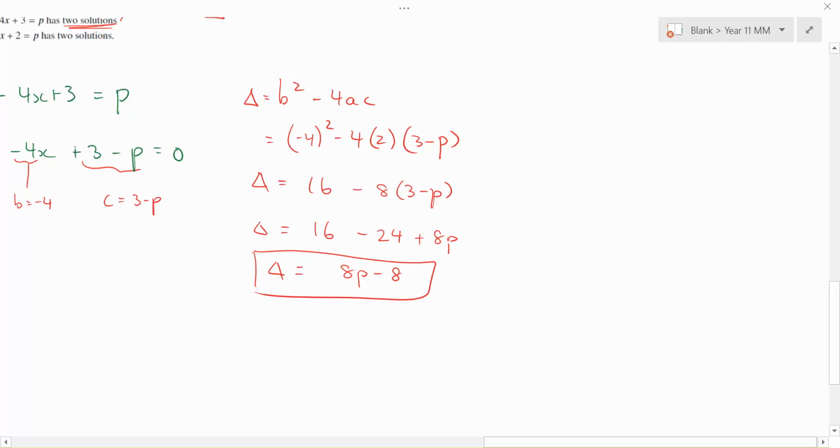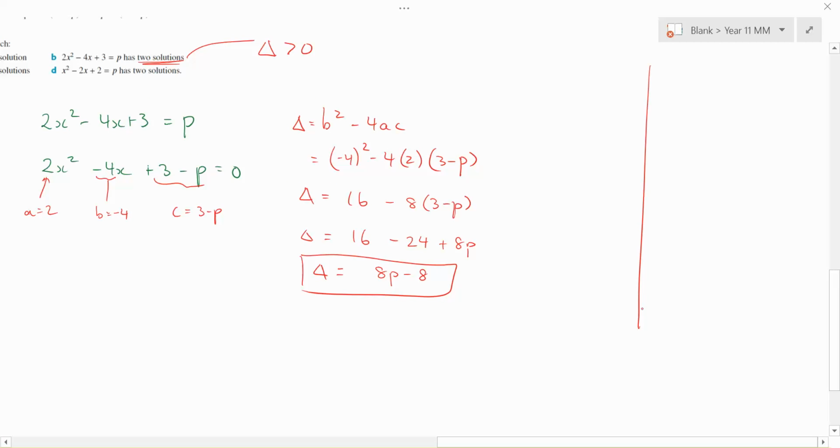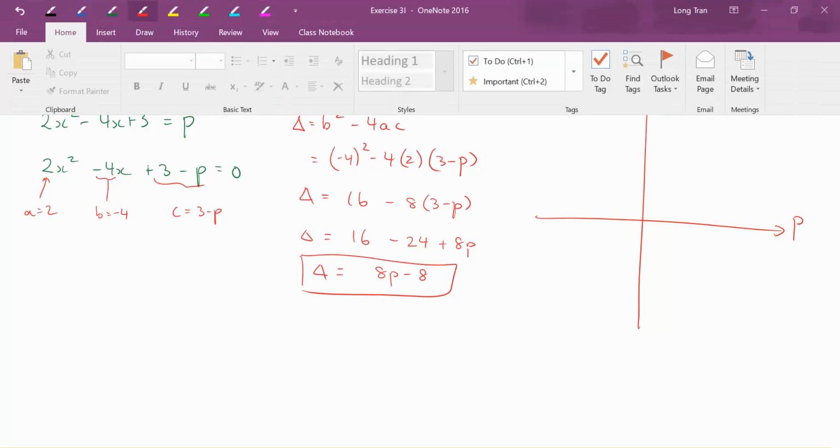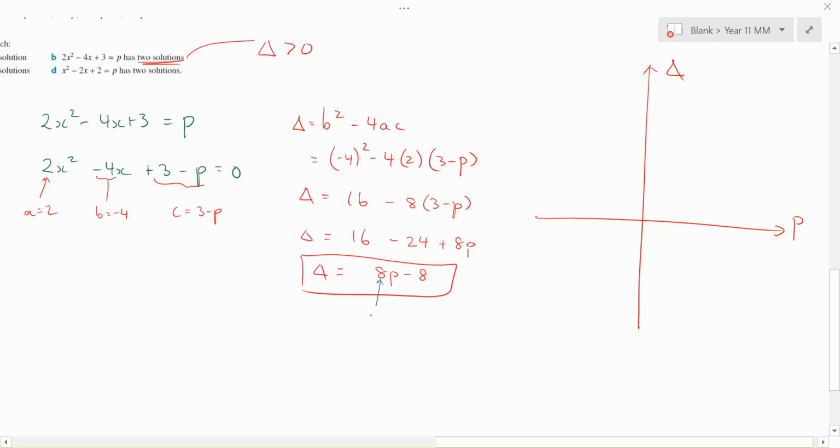This is my discriminant, and remember, as I say, once you get your discriminant equation, before answering any question, sketch it. Okay, so I'm now trying to sketch the discriminant by p-axis. Now, conveniently, this is a linear equation, where you can see that's the gradient, that's m, this is your x, and that's your c. So the y-intercept is negative 8. So when p is 0, the discriminant is negative 8, okay?